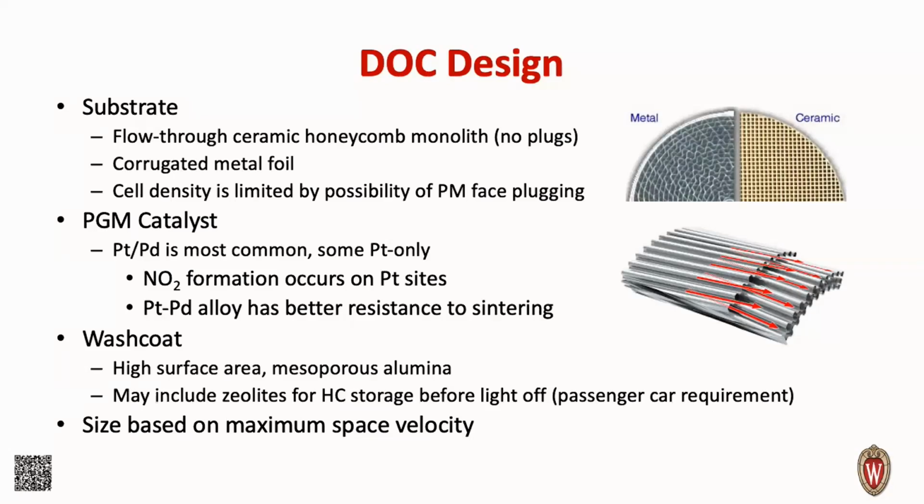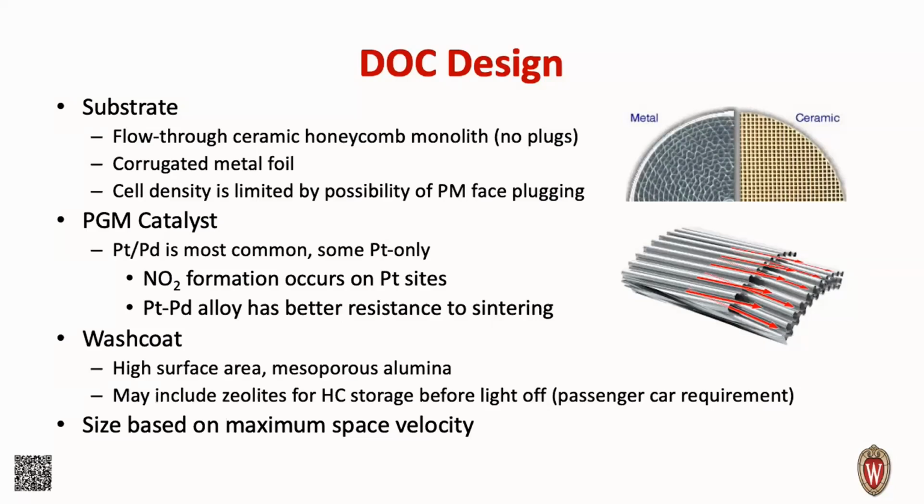So theoretically, you want to make sure that the gas is going to be in contact with the catalyst. So theoretically, you want as many tiny channels as possible, right? So that you don't have a diffusion resistance to getting that gas in contact with the catalyst. The most common DOC platinum group metal catalyst is platinum palladium, a mix of the two. Some are platinum only. The reason is NO2 formation occurs on platinum sites, but the platinum palladium alloy has better resistance to sintering, like I showed you before, right?